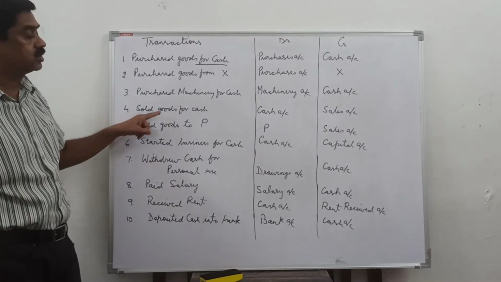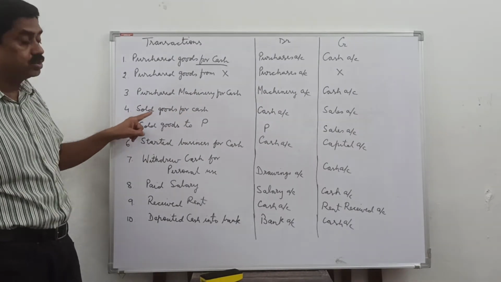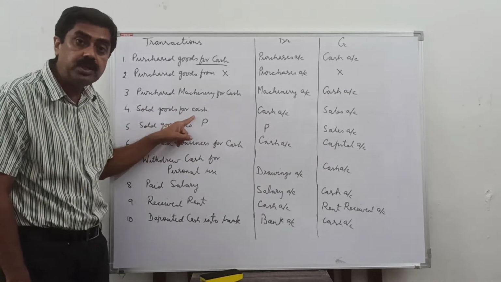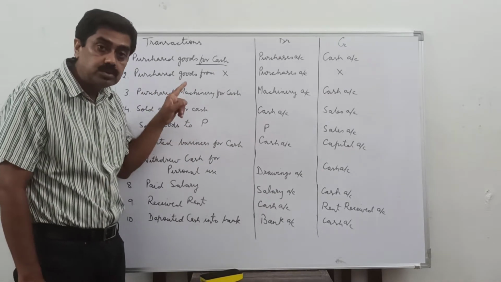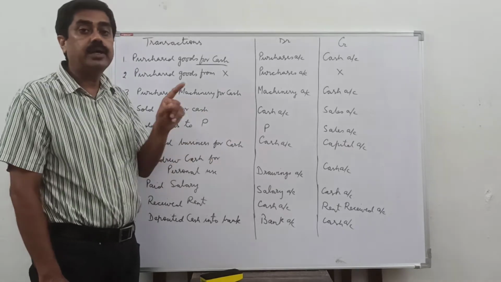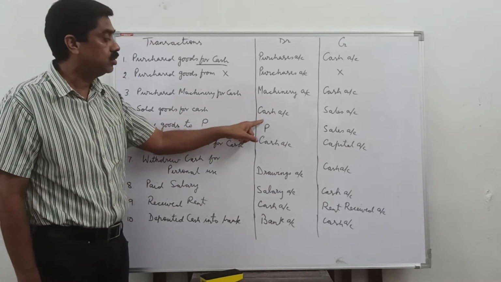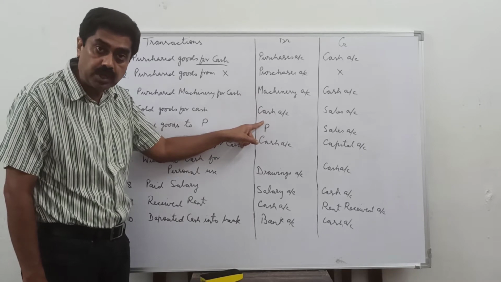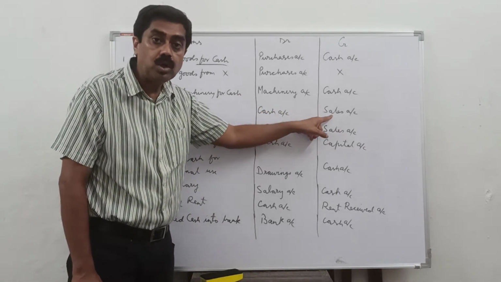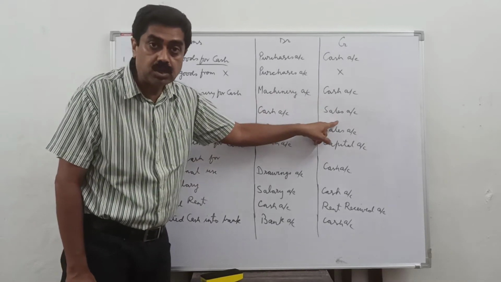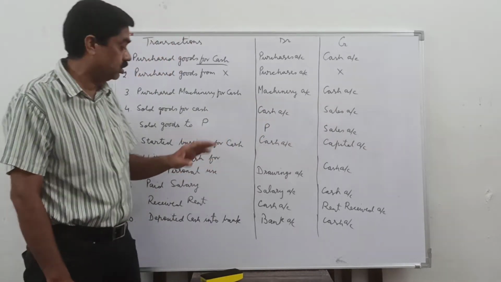Then we have sold goods for cash. Goods, we will not open goods account, we will open sales account, and the other account will be cash account. Now cash account is a real account and sales account is a nominal account, incomes. So rule, debit what comes in real account, credit all incomes and gains. So cash account will be debited, sales account will be credited from business point of view.